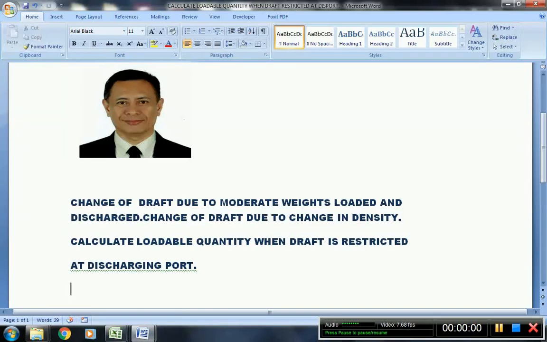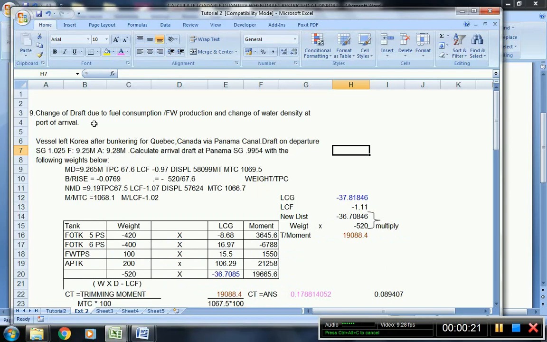Hello, today I'm going to tackle change of draft due to moderate weight loaded and discharge, change of draft due to change in density, and calculating loadable quantity when draft is restricted at the discharging port. Change of draft due to fuel consumption, fresh water production, and change of water density at port of arrival.